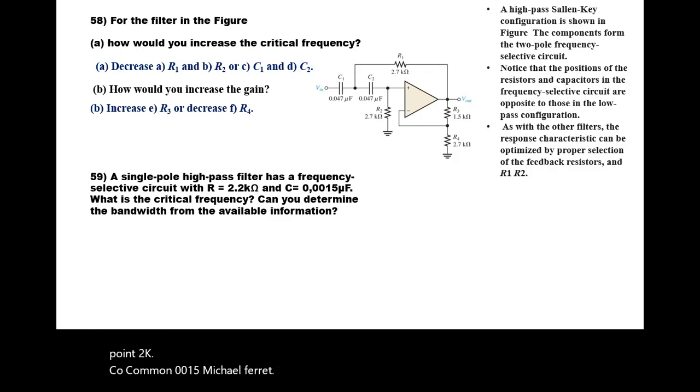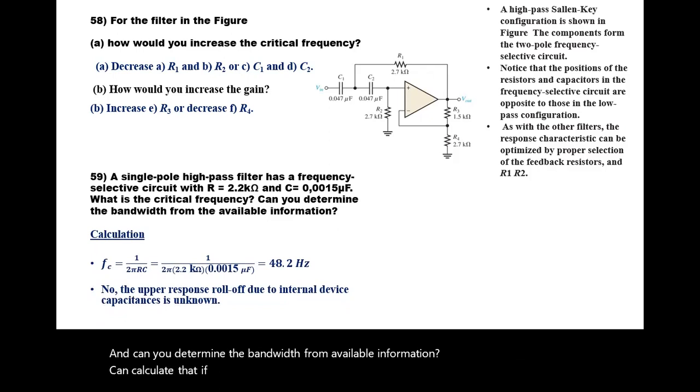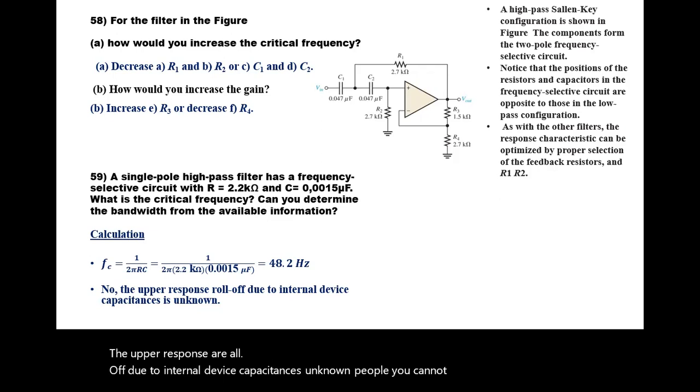What is the critical frequency, and can you determine the bandwidth from the available information? You can calculate that. FC is 1 divided by 2 pi RC. Substitute your values and you find the value of 48.2 Hertz. Now, the upper response roll-off due to internal device capacitance is unknown. Therefore, you cannot determine the bandwidth from the available information.